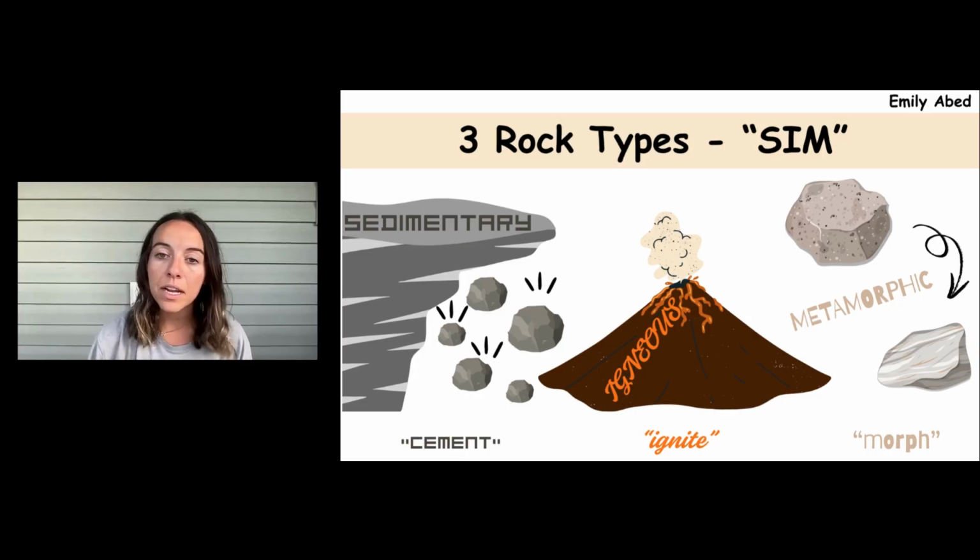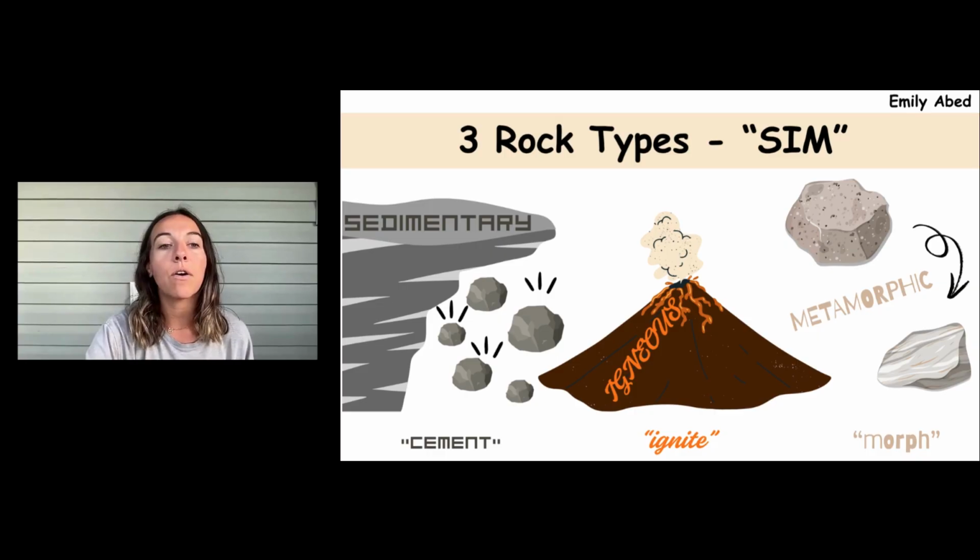And then the last one is metamorphic. It is when a rock transforms to a different form or shape based on pressure or temperature. So I did just this little loop of an arrow of this rock changing into this rock. Yes, that would be pictorial.